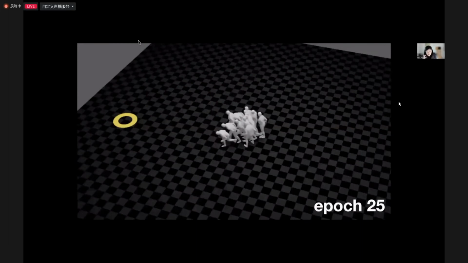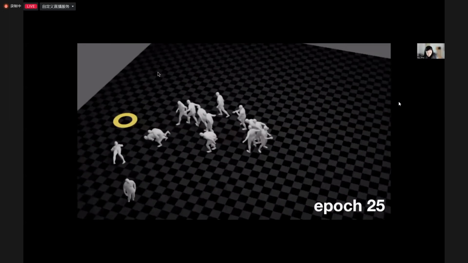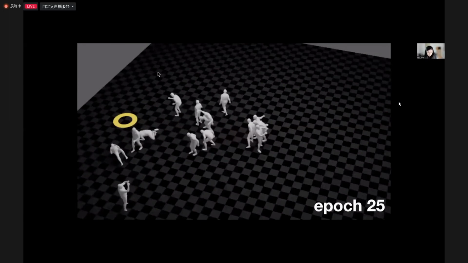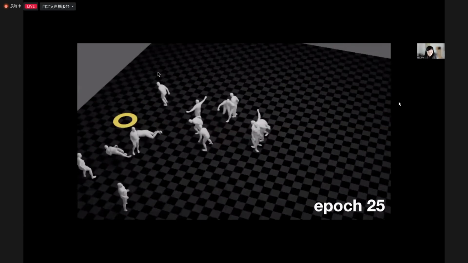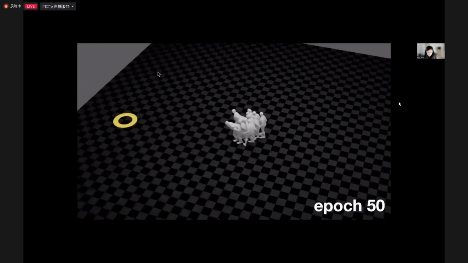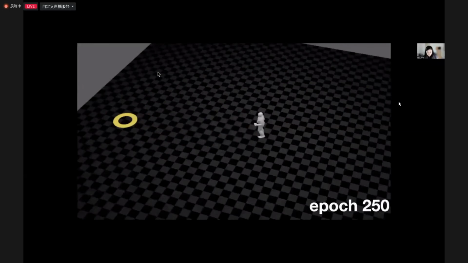And when we start to train the policy so that it makes the virtual human reach the goal, you can see in the beginning of the training, some virtual humans ignore the goal and some produce weird poses and unnatural motion. And as training progresses, you can see the virtual human now really tries to reach a goal, but still with unnatural human motion.